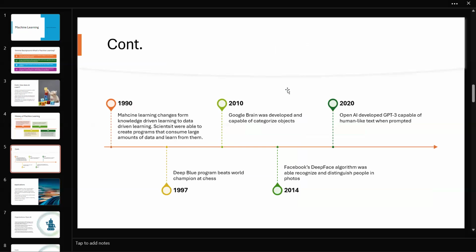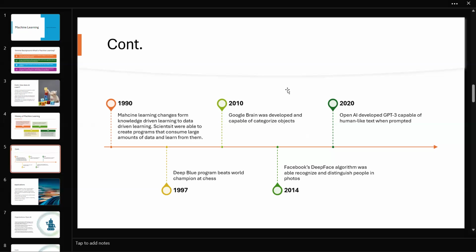Continuing on, in the early 1990s, machine learning changed from knowledge-driven learning to data-driven learning. With this, scientists were able to create programs that would consume large amounts of data and learn from them. Then in 1997, the Deep Blue program was able to beat the world champion at chess. Eventually, machine learning would become so powerful that humanity would rarely, if ever, be able to beat a computer at chess.